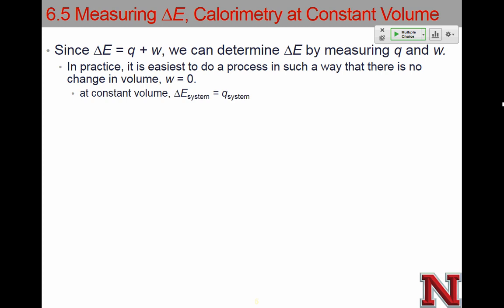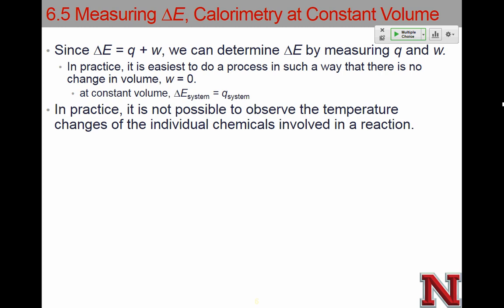And if we do that, then we can say that our delta E system is equal to our Q system at constant volume. And we can do things in the lab to make it to where the volume doesn't change in our reaction. So in practice, also, it's really hard to observe the temperature change of our system if our system is a chemical reaction. However, we can measure the changes in the surroundings because it's really hard to measure the changes in the individual chemical compounds.